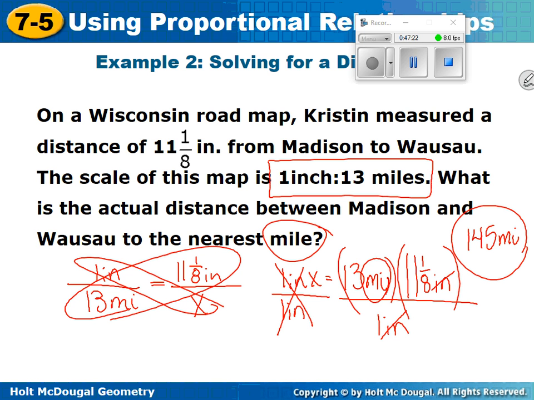Questions? So one more time, if they give you a scale, write it as a fraction, and then write a proportion with the other information that they give you and a variable for what you're looking for. Every time you can take that scale and make a proportion, and that will let you find whatever you need for your problem.